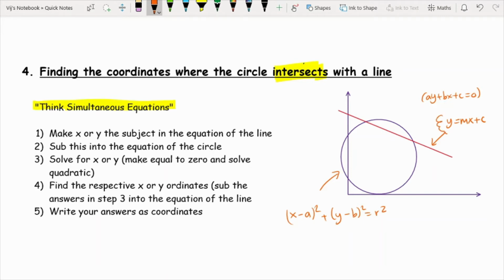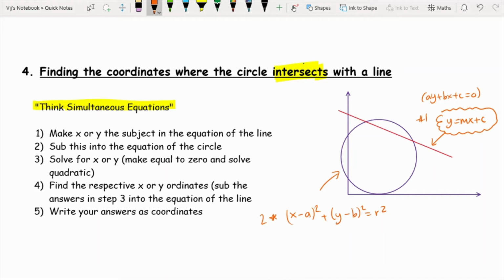So here, try and get it as y equals. It's quite rare for you to make x the subject. More often it tends to be y the subject, but regardless, it's entirely up to you, but try and go for simple ones that don't involve fractions. So once you've made y the subject, what we then want to do is substitute it into the equation of the circle. So we're going to substitute it into this.